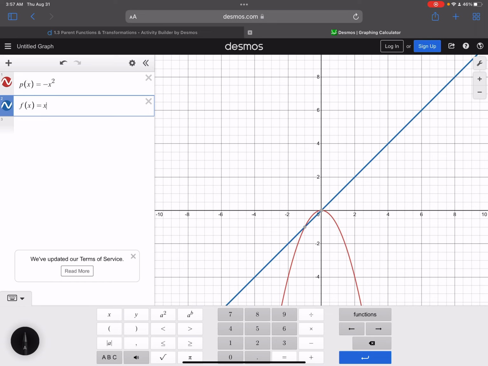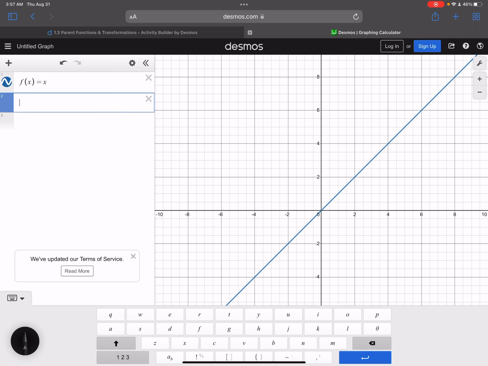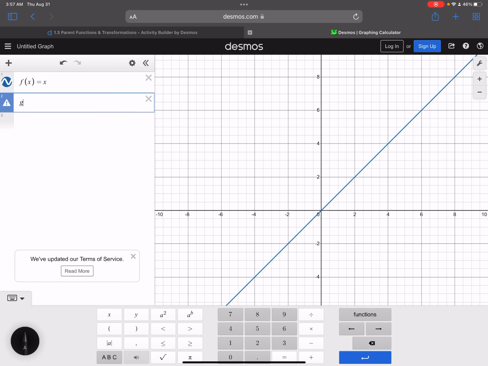So f of x, I know is just going to be x. G of x is x plus 3. So from blue, my parent function, to my green transformation, you could have either said that it shifted up 3 units or to the left 3 units. Either one would be correct.